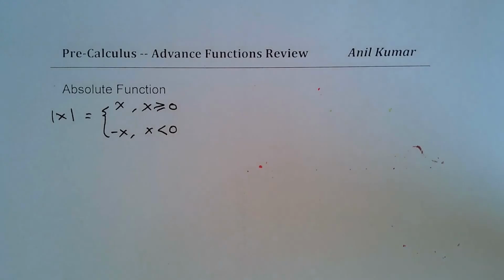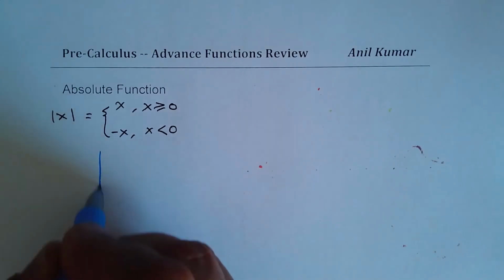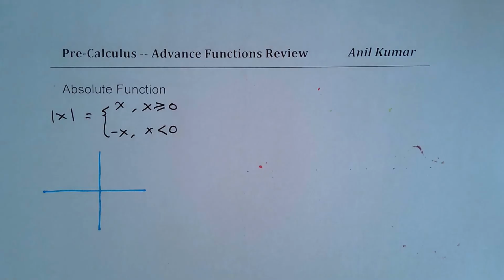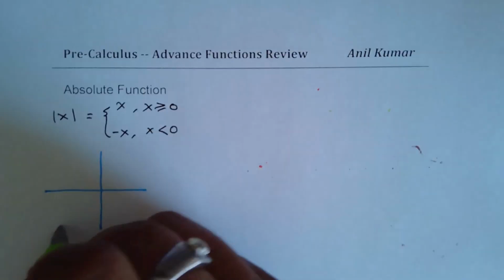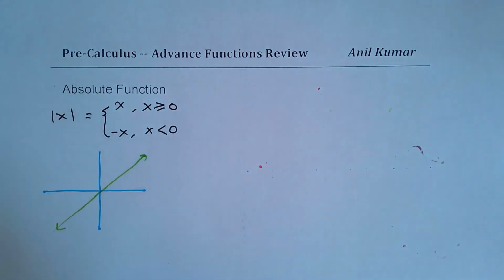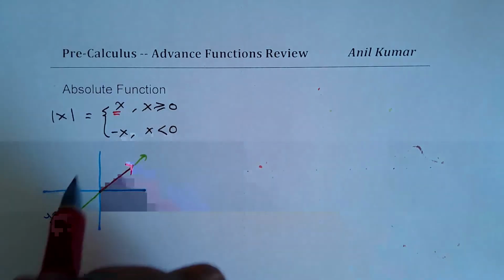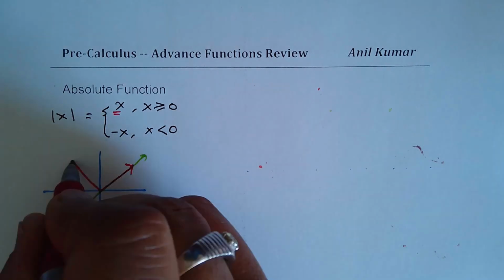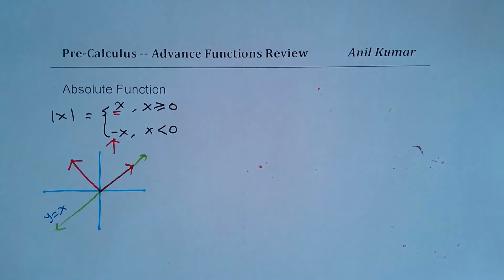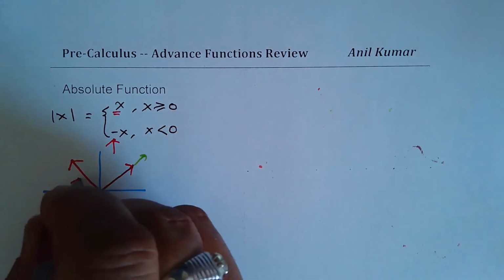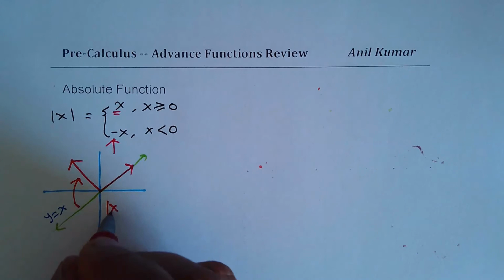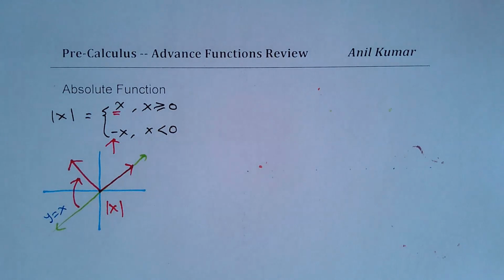A good way to represent this function is just to draw a line which is y equals x. So if I draw a line here, this line for me is y equals x. To make it absolute x, what do I do? Well, this part here is same as the line itself. However, the part which was negative has been reflected, minus x. Do you see that? So this part here gets reflected, and what we get here is absolute x. Does it make sense? Right?